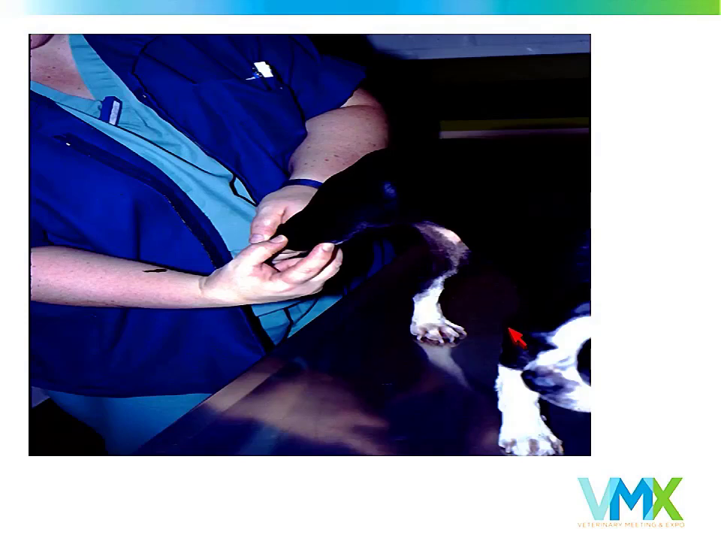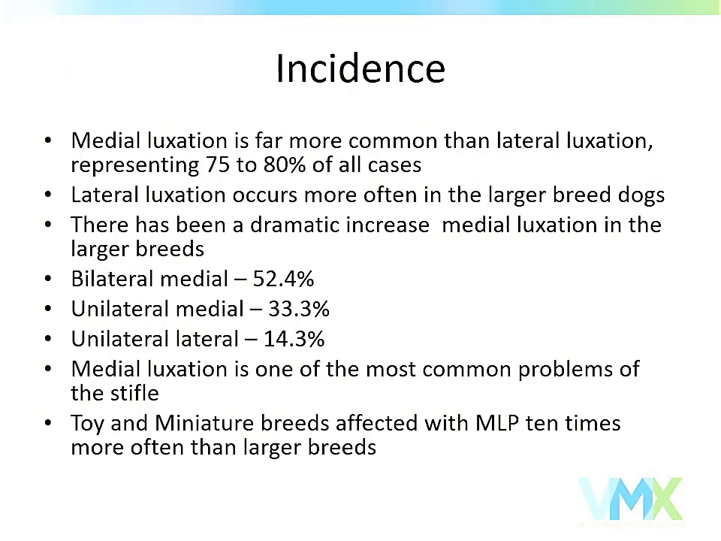Dog can either be laying or standing on a table. We've all done this. You manipulate the stifle through the full range of motion while you're palpating the patella to see if it moves either medially or laterally. It's more common in medial luxation in your small breed dogs. Lateral is more common in the larger breed dogs, especially like flat coats and labs. But by and large, usually bilateral. It can be unilateral. We've all seen that.